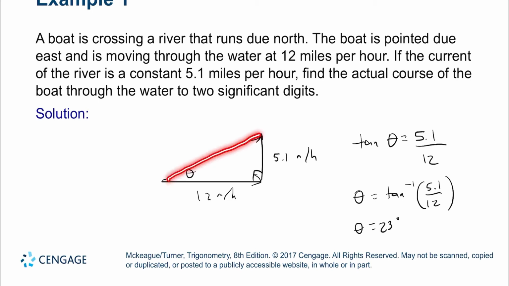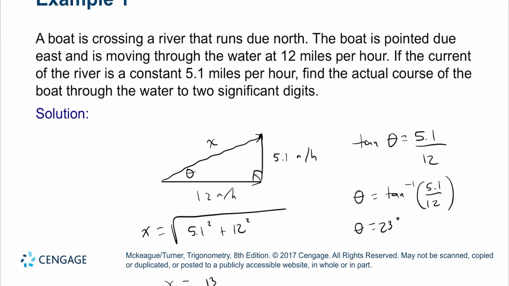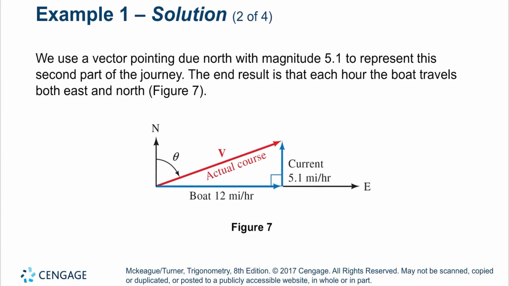And then to find the magnitude, or the speed of the boat, the actual speed, we would use the Pythagorean Theorem. I can call that x. So x is going to be the square root of 5.1 squared plus 12 squared, which is 13 miles per hour. So that would be our speed of the boat in this direction. All right, so there we have it.